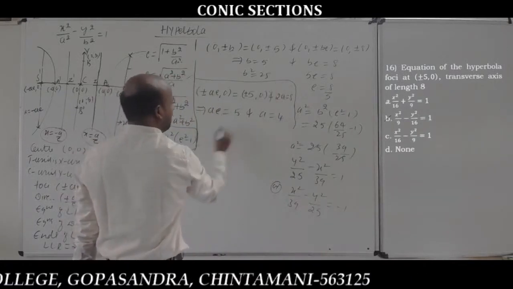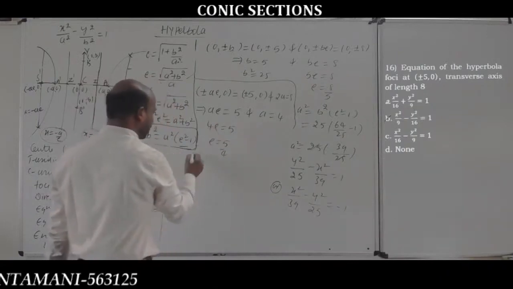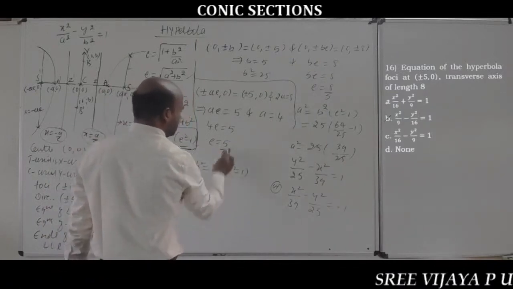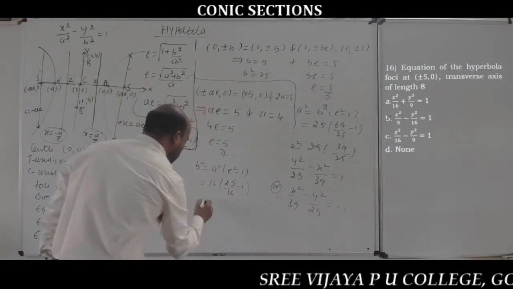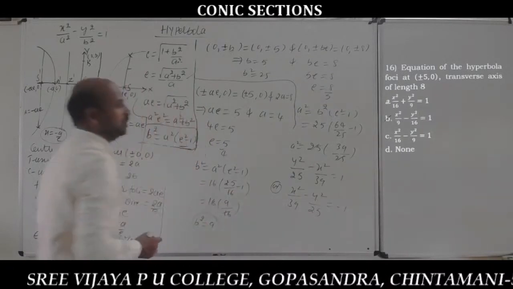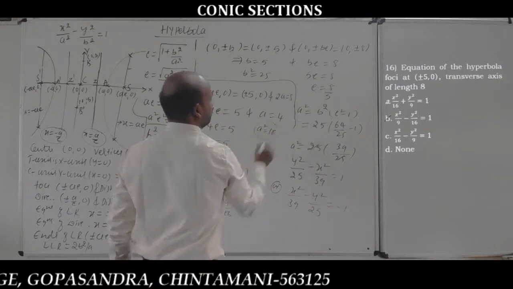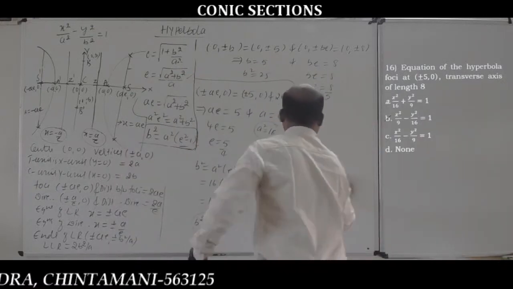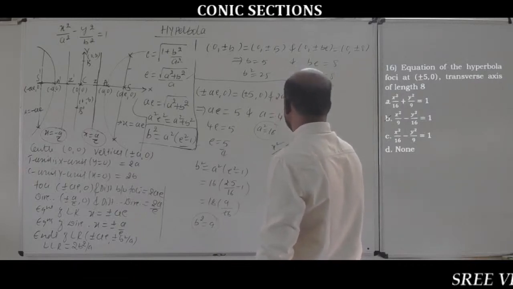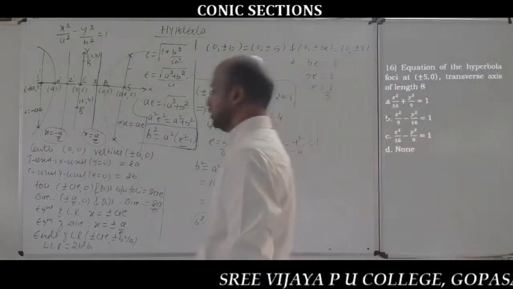The value of a is 4, 4 times e is 5, e is 5 by 4. Now b square equals a square into (e square minus 1). a square is 16, e square is 25 by 16, minus 1: 25 minus 16 is 9 by 16. So the value of b square is 9 and the value of a square is 16. Therefore the equation of the hyperbola, x square by a square minus y square by b square equals 1, is x square by 16 minus y square by 9 is equal to 1.